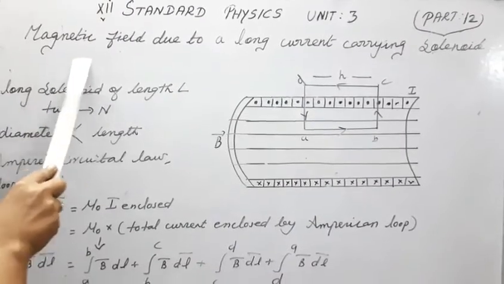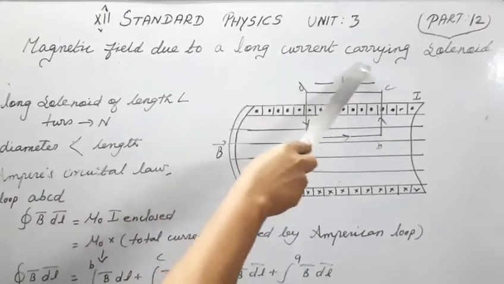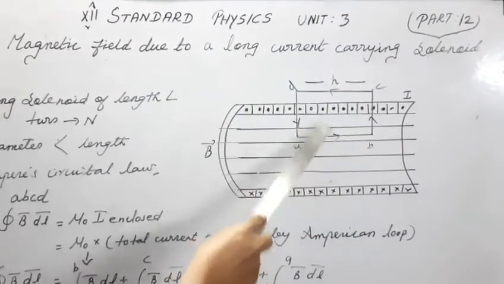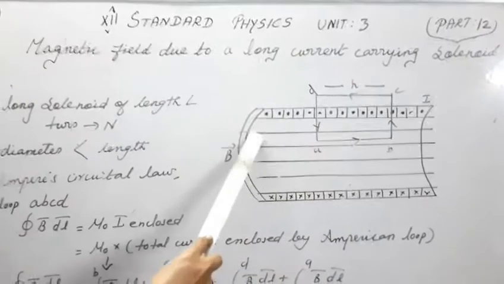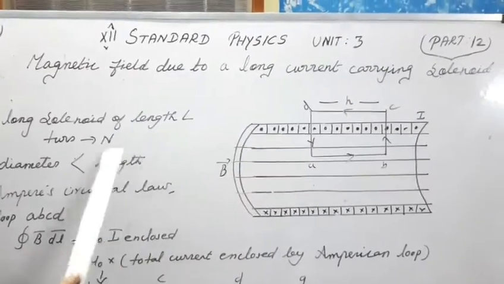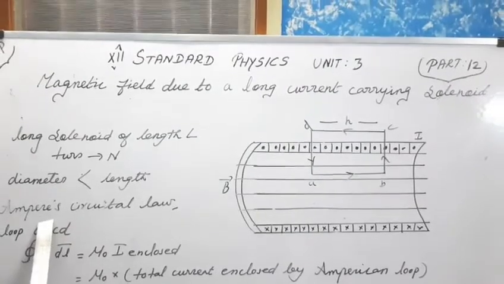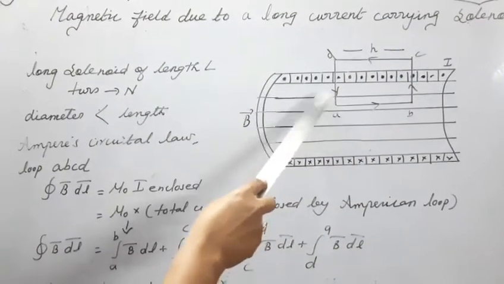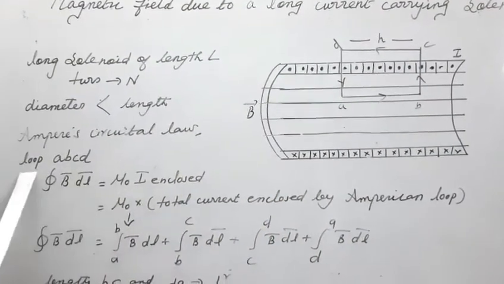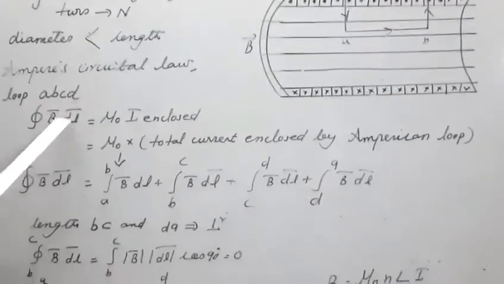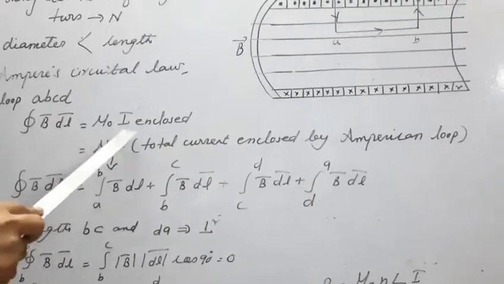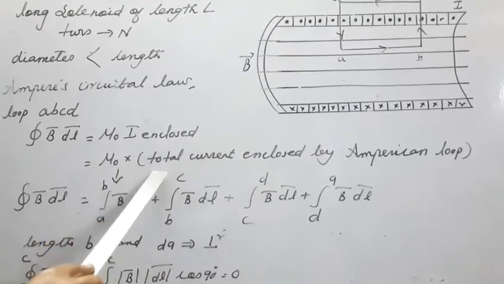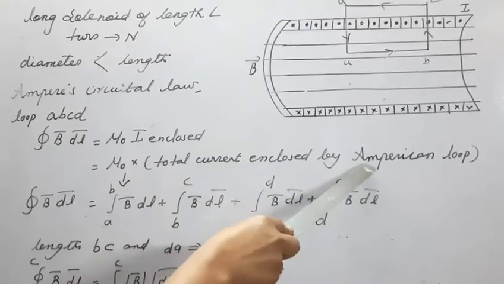Our next topic is the magnetic field due to a long current carrying solenoid. Consider a solenoid of length L having n number of turns. The diameter of the solenoid is assumed to be much smaller compared to its length. Consider a rectangular loop ABCD, which is shown in the diagram. Then from Ampere's circuital law, the closed integral of B vector dot dl vector equals mu naught times the current enclosed. Here, the current enclosed is the total current enclosed by the Amperean loop.